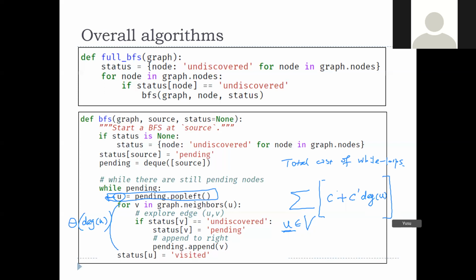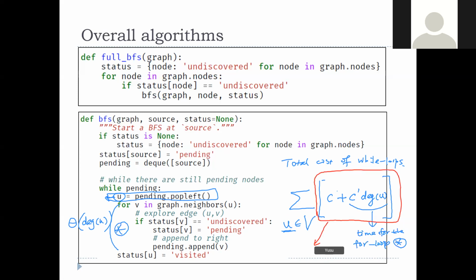So let me annotate. This is the time for the for loop, and this is the total time to process, to explore U. I visit all its neighbors.